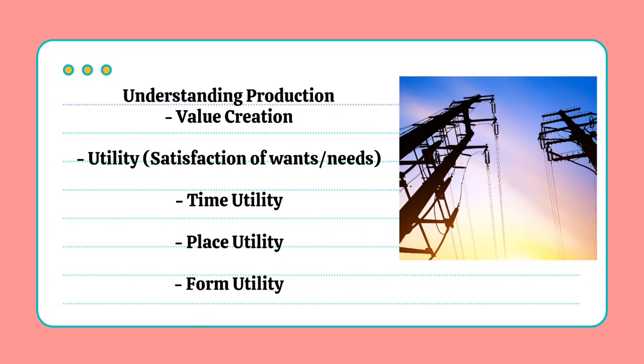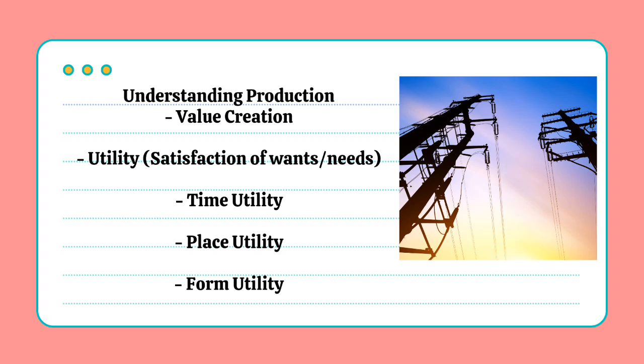Moving on, what are the key points that you are going to understand about production? Number one, value creation. Production must result in something of value. For example, when a tailor in Lagos transforms fabric into a beautifully styled traditional agbada, that is creating value through skill and labor. Number two, utility. The output of production must have utility, meaning it should be able to satisfy a want or need. For instance, when a farmer in Benue State grows yam, they are producing food that satisfies people's nutrition needs.